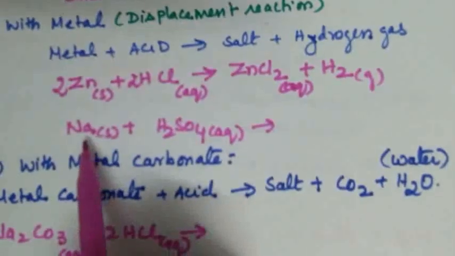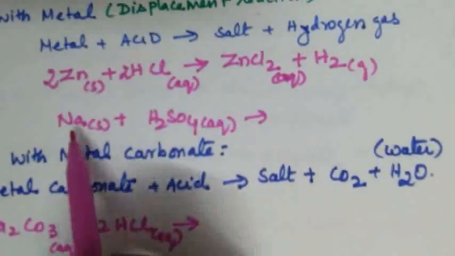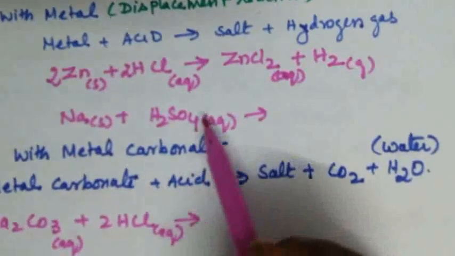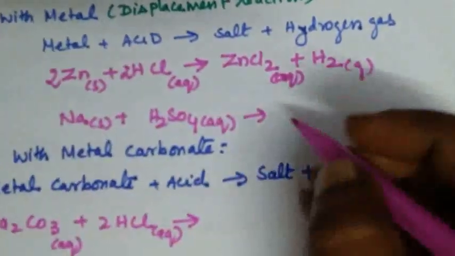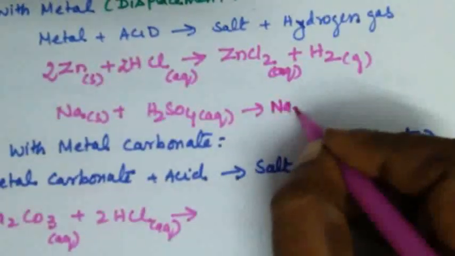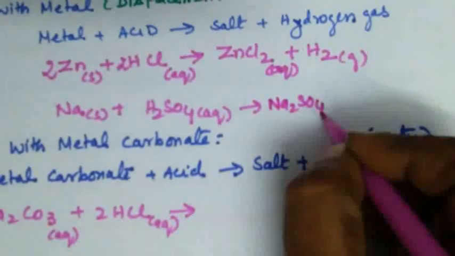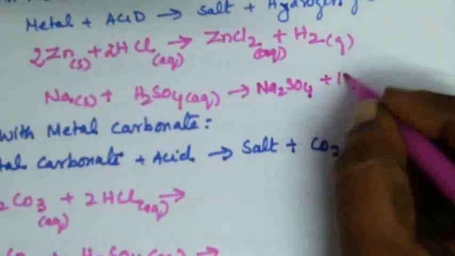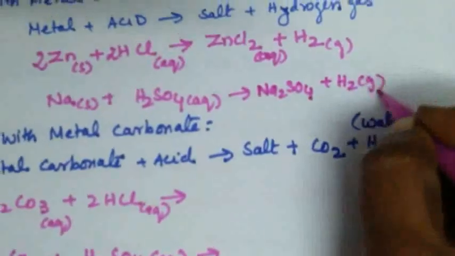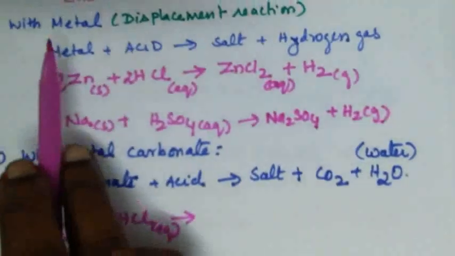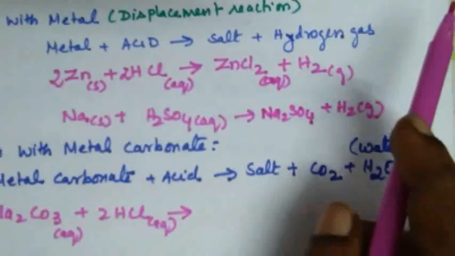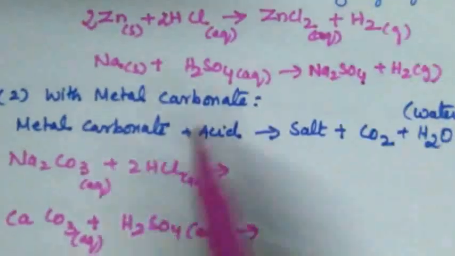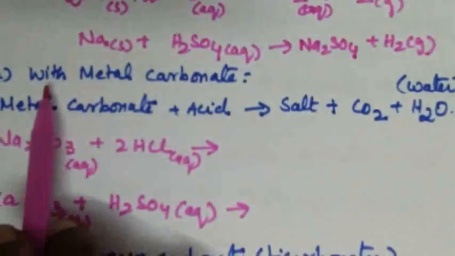Okay, so we have another example. We have taken sodium with sulfuric acid. So what is the substance formed here? Can you guess? Yes, it is sodium sulfate. Very good. And hydrogen gas is released. So with metal, it forms salt and releases hydrogen gas. We'll go with the second property.